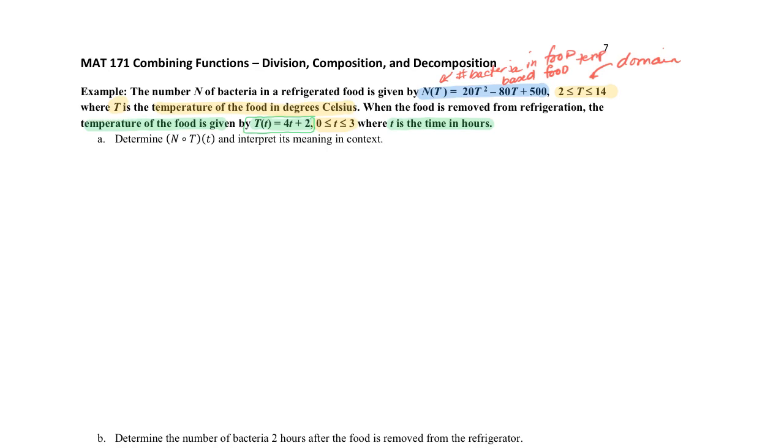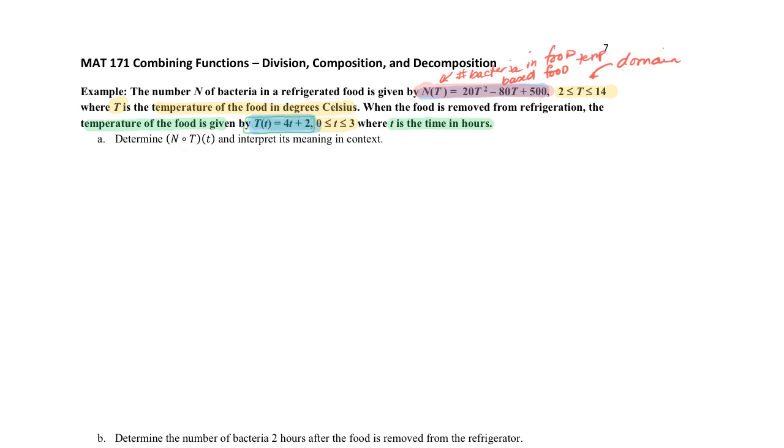So depending on what you want to know, it tells you which formula to use. If I want to know the temperature of the food, then I'm going to use this formula. That tells me temperature of the food. If I want to know the number of bacteria based on the temperature of the food, I'm going to use this formula. So depending on which one you want to know.